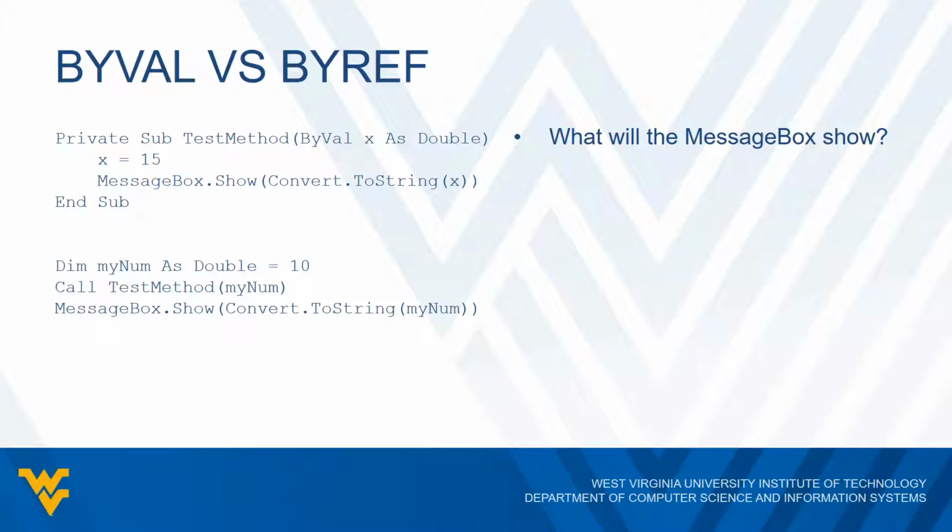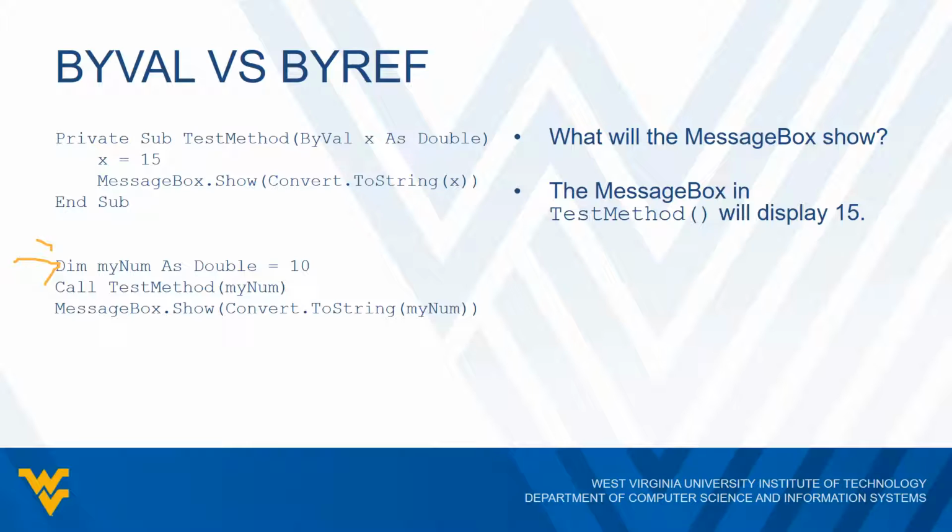All right, so let's trace through the code here. And actually, we're going to start right here, at this line. So think of this as being outside of our sub. So we have a variable called mynum. It's going to be a double that's initially 10. And then we're going to call our sub test method, and we're going to pass 10 to it. And what we see is 10 will be stored into x, and then x gets changed to 15, and then we display the contents of x. So at this point, since x is 15, the message box inside of our sub is going to display 15.